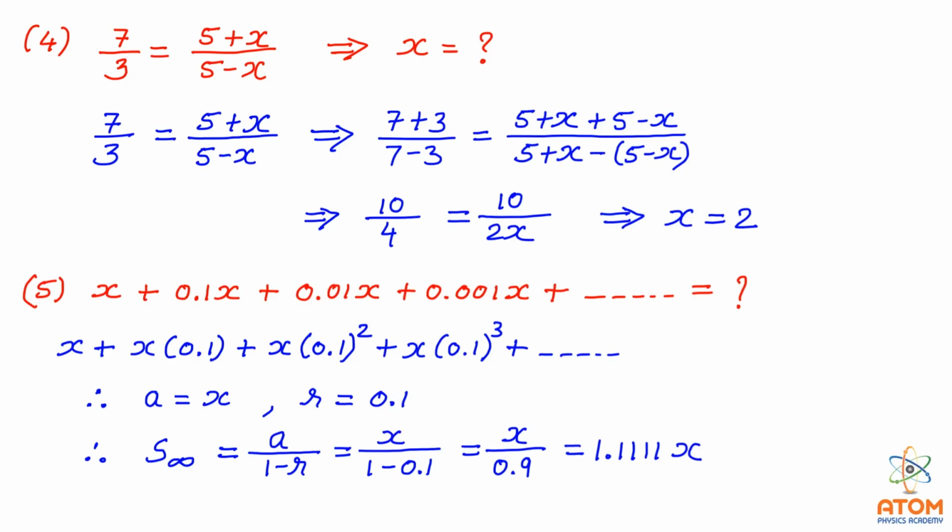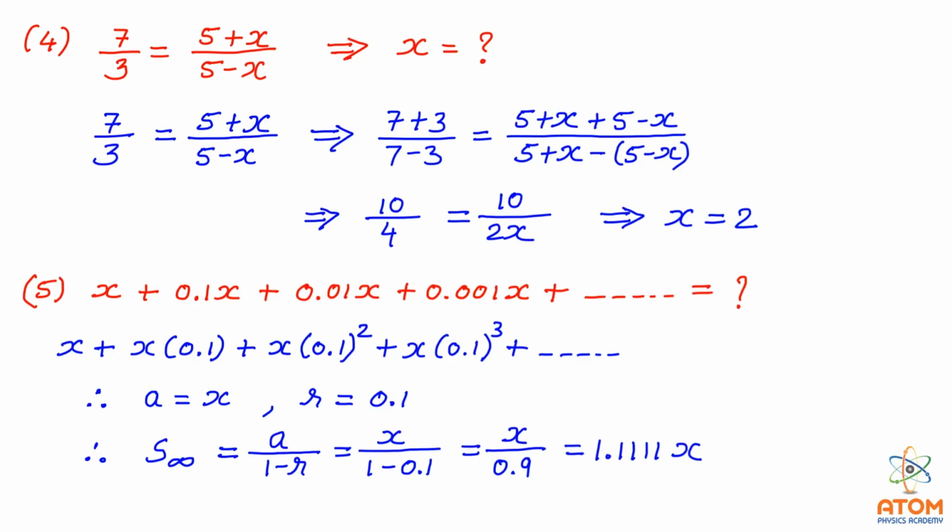Now let us see an example of geometric progression. Here the equation is given as x plus 0.1x plus 0.01x plus 0.001x plus up to infinity, and we have to find the sum of this equation. Now I can write this equation as x plus x into 0.1, then x into 0.1 square, obviously 0.1 square becomes 0.01, then x into 0.1 cube, that becomes 0.001, and so on up to infinity. Mind well, we have to find the sum up to infinity.